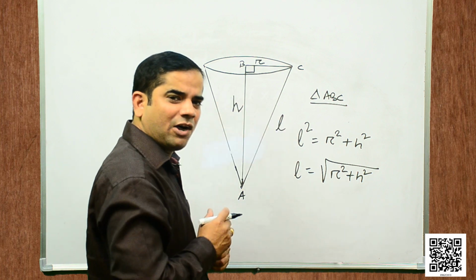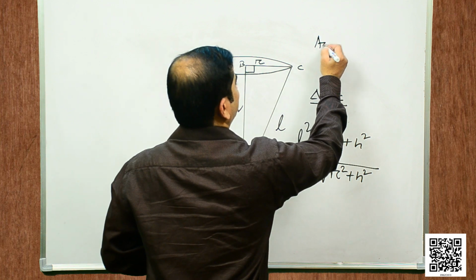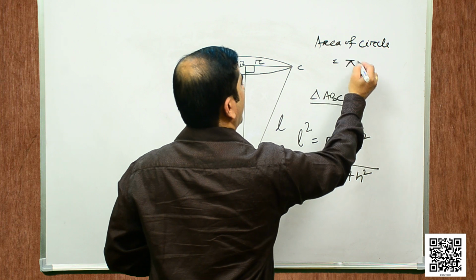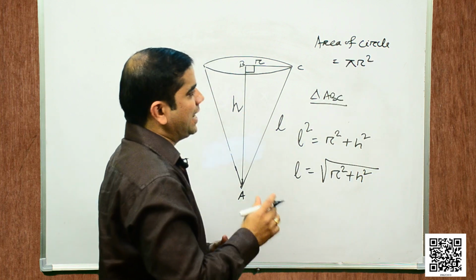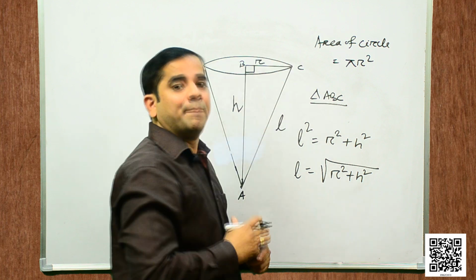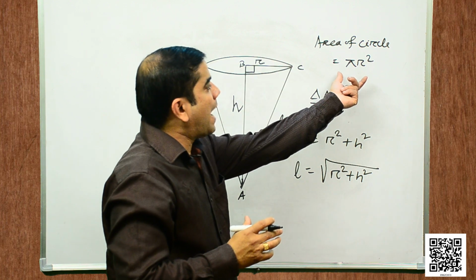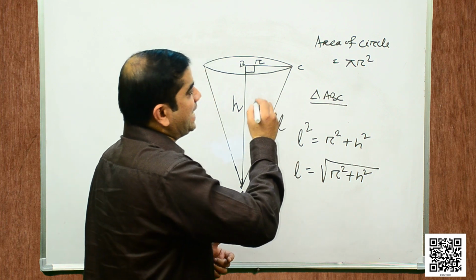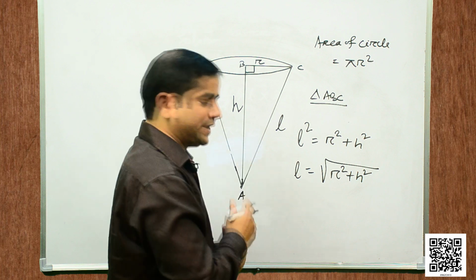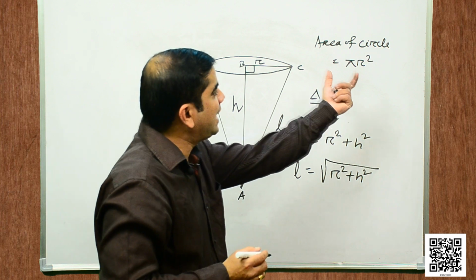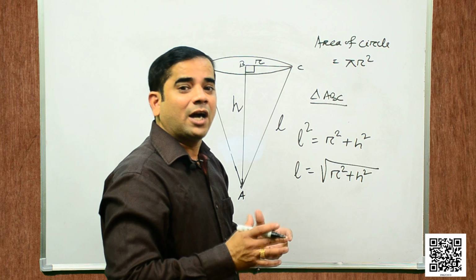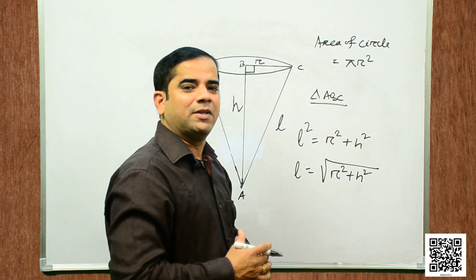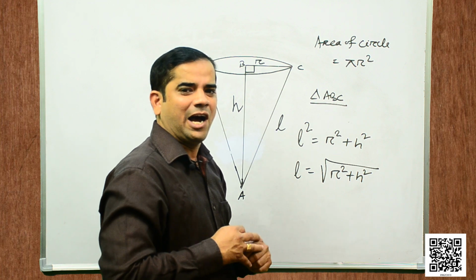So, what is the area of a circle? Area of a circle is equal to pi r square. That means, if I need to close the base, I have to have pi r square of area. That means, when I need to find out the total surface area, I have to add the area of the base to the curved surface area. So, let us find out what should be the formula for total surface area of a cone.